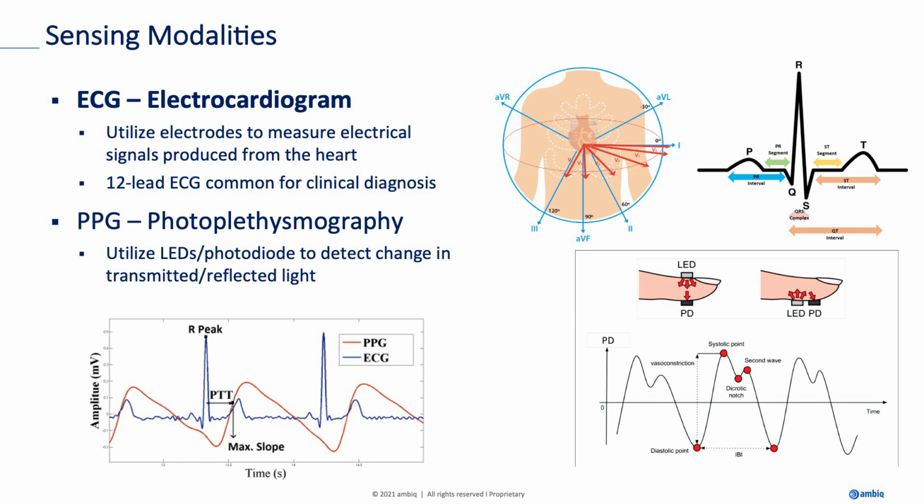Another method for looking at arrhythmias, which is kind of new, is using PPG, photoplethysmography. It's usually done either on the wrist or the finger. It can also be done on the earlobe. It's essentially using LEDs, either green or infrared, and then using a photodiode to look at the change in the amount of transmitted or reflected light. That can give you an indication of your heart rhythm.